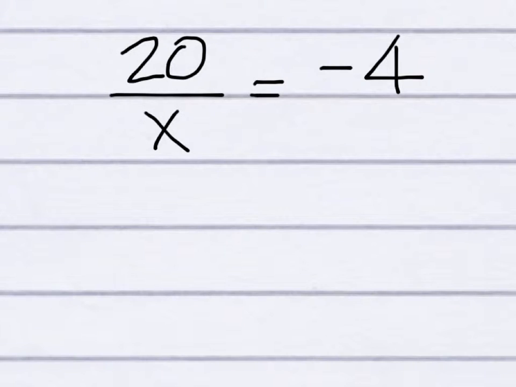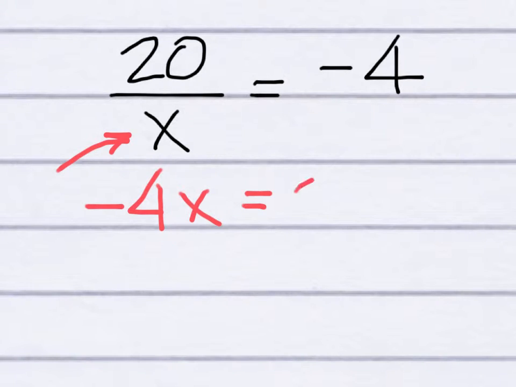In this problem, you'll notice that the x is on the bottom. You can still cross multiply, but you're going to have another step to do after that. If you cross multiply, you come up with negative 4x equals 20. Remember, this is over 1, even though it is not written for you.